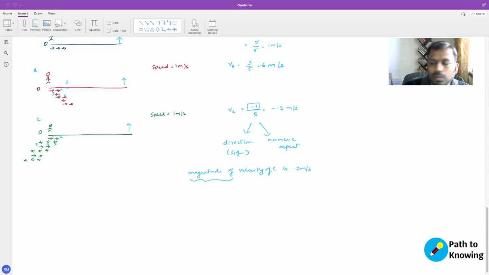So far we have covered four physical quantities, four aspects of motion, right? We started with distance and speed, and then we moved to displacement, and then we went to velocity.